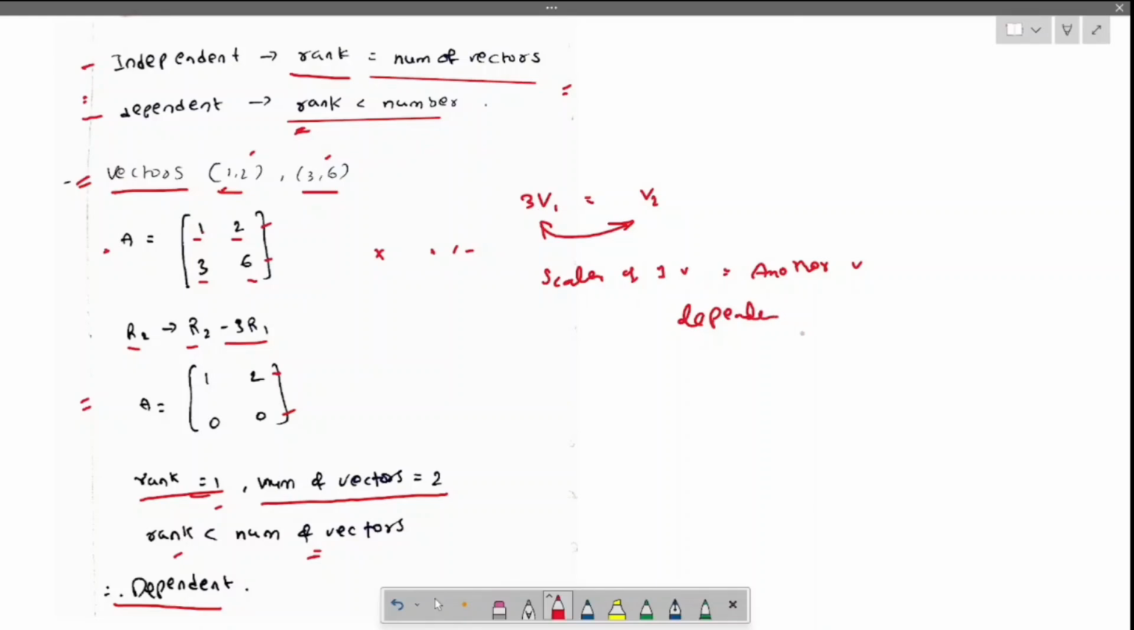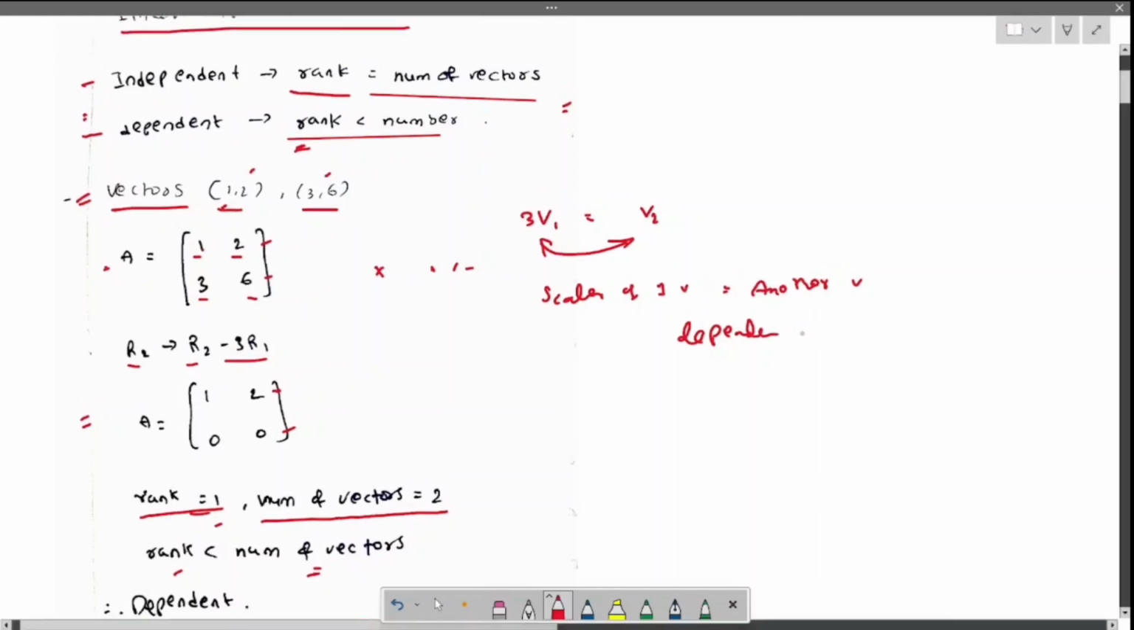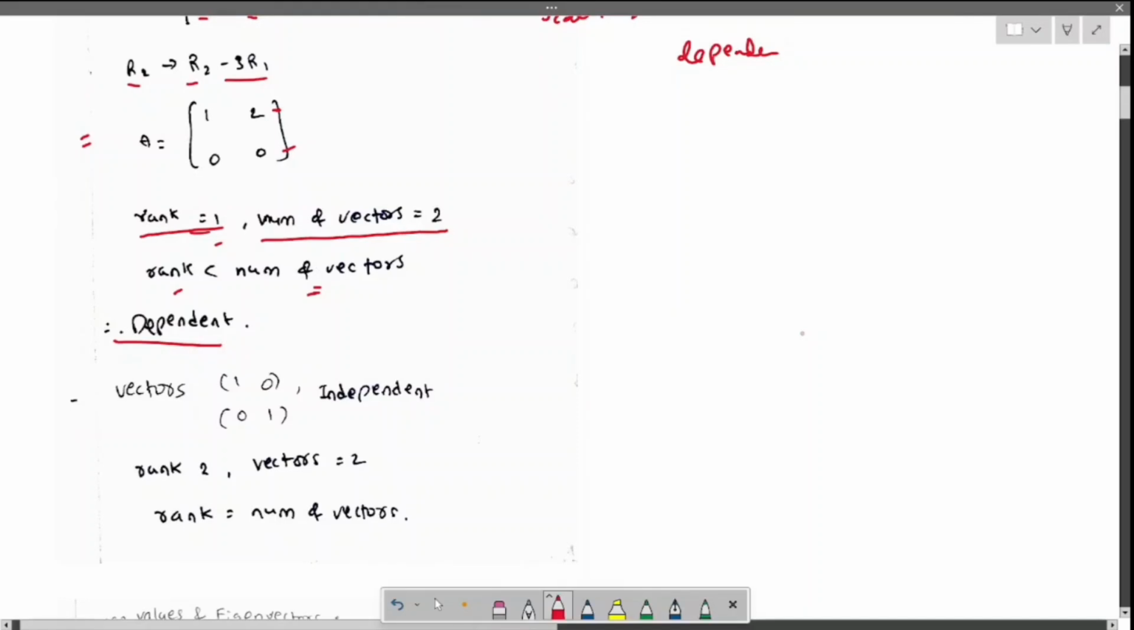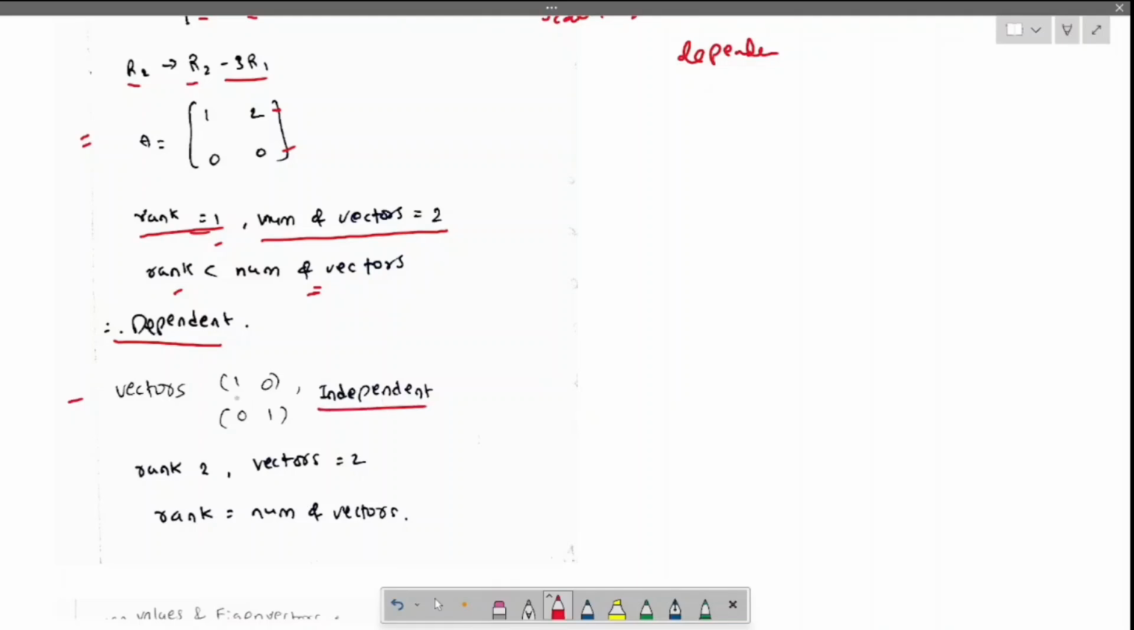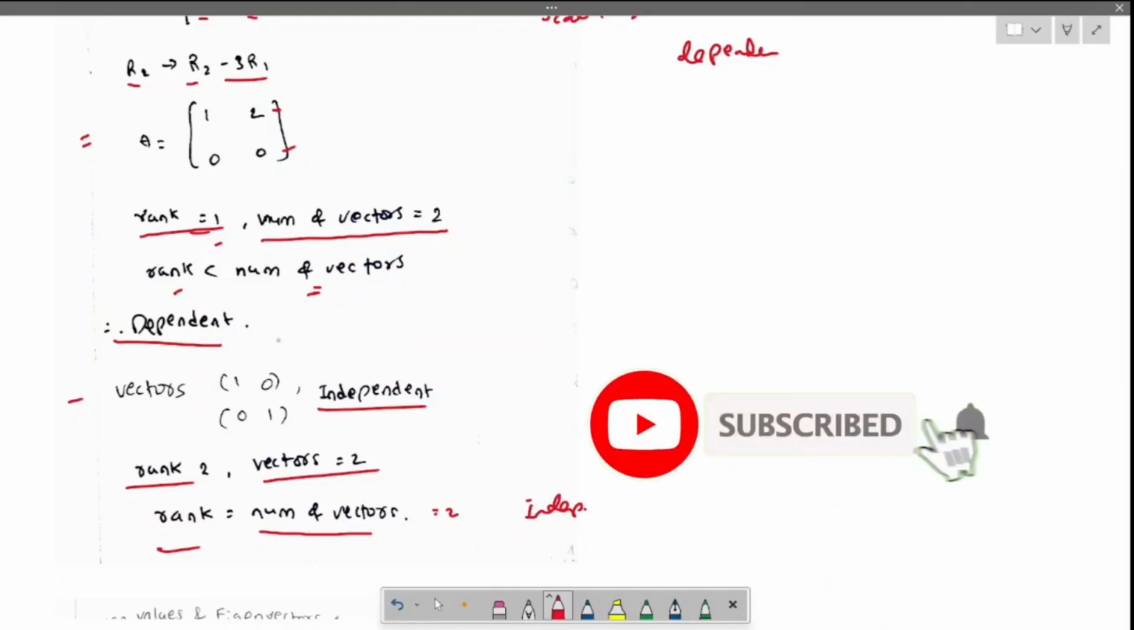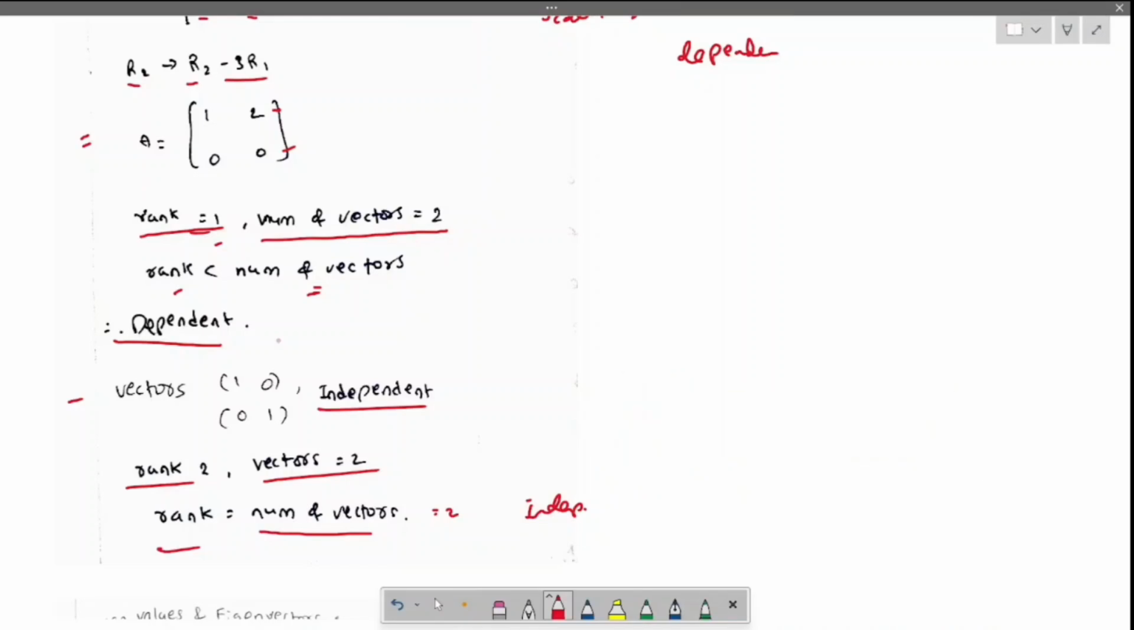Okay. Let us move to another problem. In this, the vectors are 1, 0 and 0, 1. We can directly state it as independent because the rank is 2, the number of vectors is 2, and rank 2 equals the number of vectors, which is 2. So it is the condition for independent. Directly from the question you can see this. So now let us move on. I hope you got the idea on this topic.